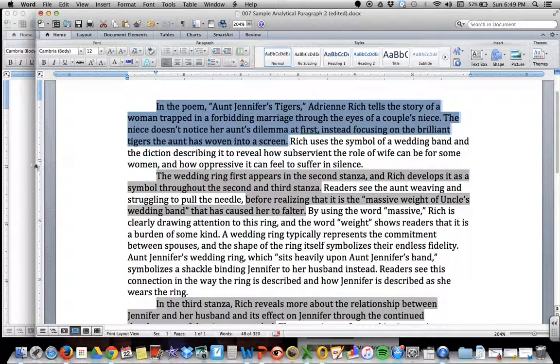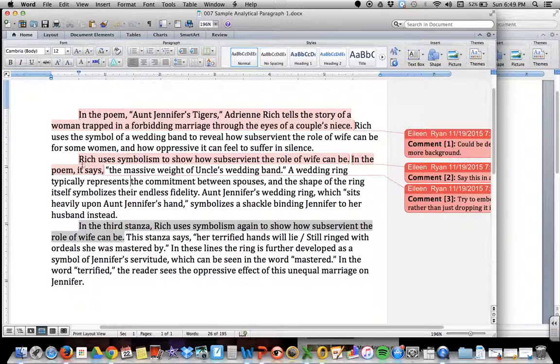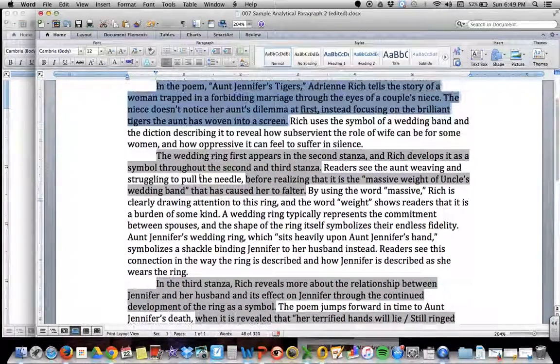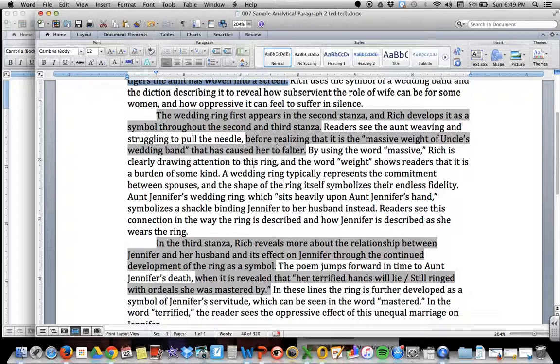Second, the topic sentences. I'm just taking words straight out of my thesis statement here. In my thesis statement, it says, Rich uses the symbol of a wedding band to reveal how subservient the role of wife can be, and I have the same information here. When I'm going to edit my topic sentences to be stronger, I'm going to give a little bit of information about where in the poem the section that I'm going to be talking about is, and then sort of introduce it as if I'm telling the story of the poem.